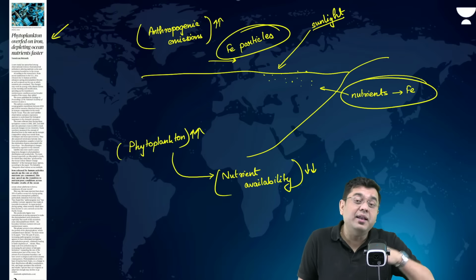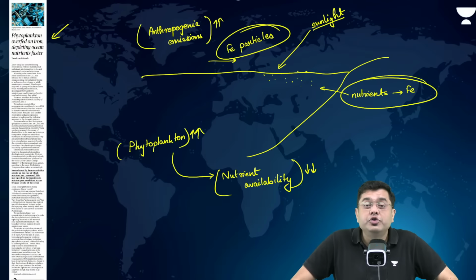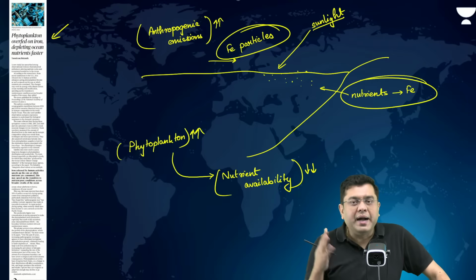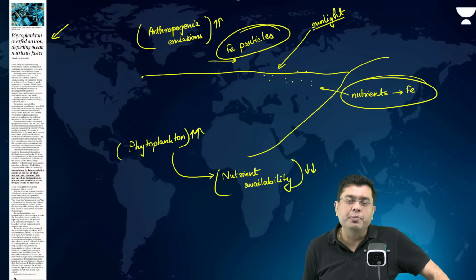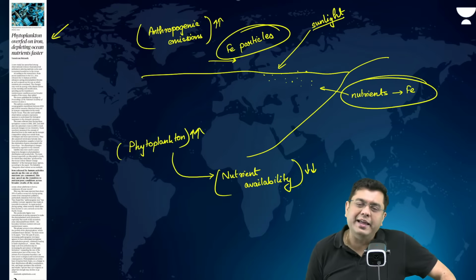That impacts the larger set of species which are dependent on these nutrients to provide them with strength. So that is where the maritime ecosystem is impacted by the sudden surge in phytoplankton, and that sudden surge in phytoplankton is induced by anthropogenic emission. That is what the article is about.